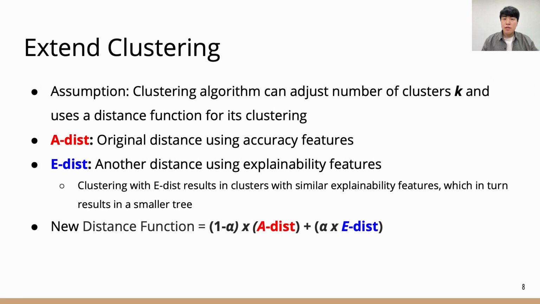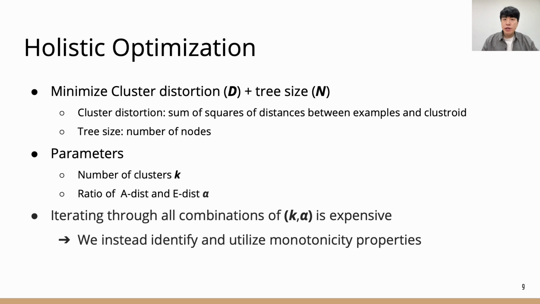Intuitively, smaller edist within clusters results in smaller trees as the explainability features are also similar to each other. So our final distance function is to take a weighted sum of the 2 distances using a ratio called alpha. To holistically optimize cluster quality and explainability, we minimize the cluster distortion d plus the tree size n. The cluster distortion is the sum of squares of the distances between examples and clusteroid for cluster quality. The tree size is the number of nodes in the tree.